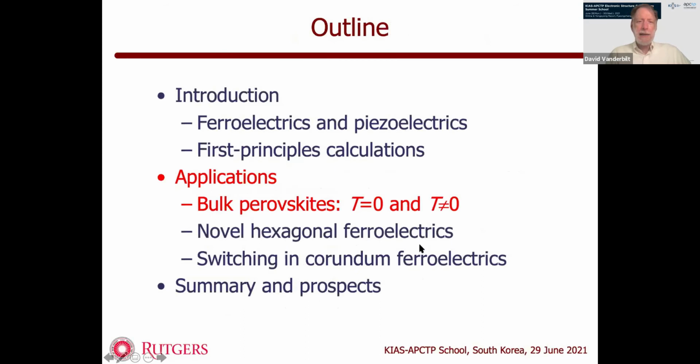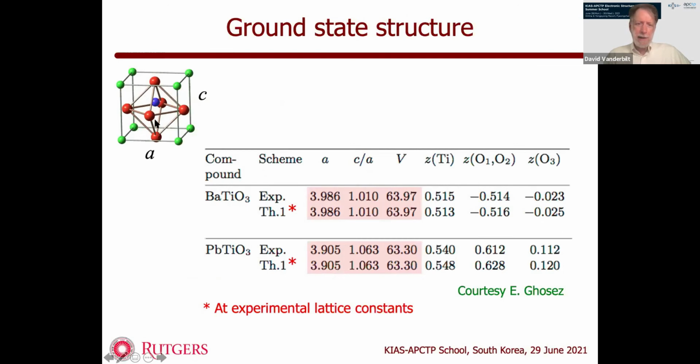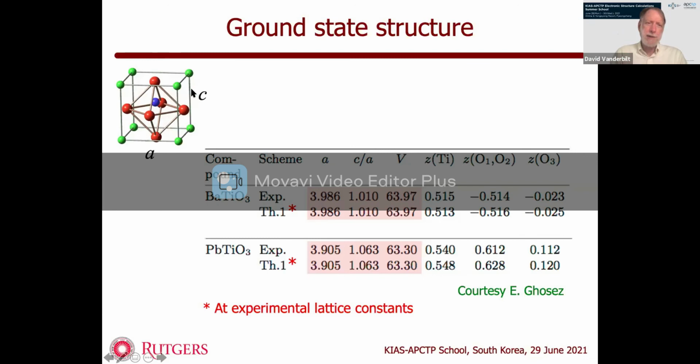And so let me move on and talk about these three applications that I have in mind. The first goes back to these bulk perovskites like barium titanate. Barium titanate is well characterized experimentally. I'll talk about different structural phases in a moment, but the tetragonal phase is the one where the titanium atom goes in the vertical direction. After it does that, the C lattice constant is a little bit larger than the A lattice constant, by about 1%.